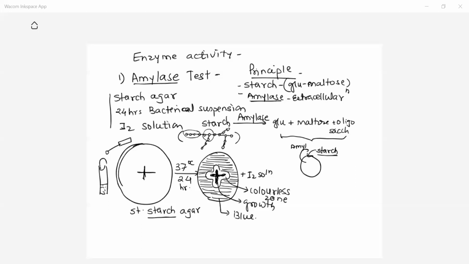This amylase enzyme comes out of the cell as it is extracellular. It acts on the starch and converts that starch into simple glucose, maltose, like that. And then this glucose and maltose enter into the cell. So amylase is used for the digestion of starch in the outside environment, and that digested product, that is glucose, maltose, oligosaccharides, comes into the cell. So that is the action of amylase.